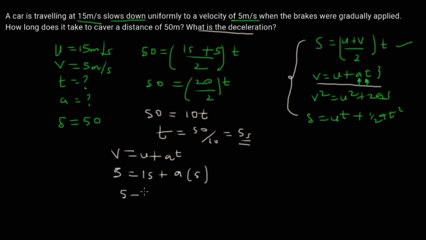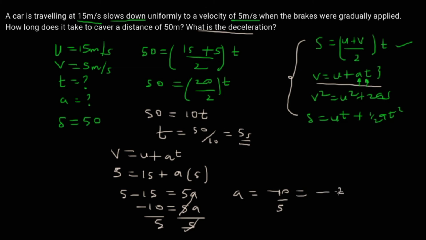So that 5 minus 15 is equal to 5a. That is, I brought 15 to the other side of the equation, so that it yields minus 10, which is equal to 5a. If you divide both sides by 5, then acceleration a will be equal to minus 10 upon 5, which is equal to minus 2. The negative of acceleration is the deceleration, so the deceleration is 2 meters per second squared.